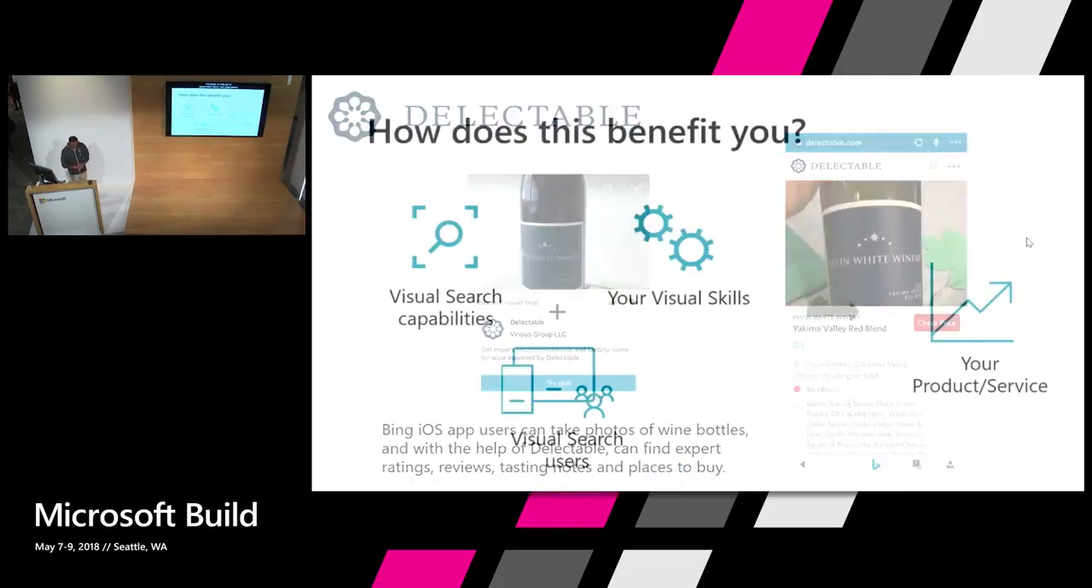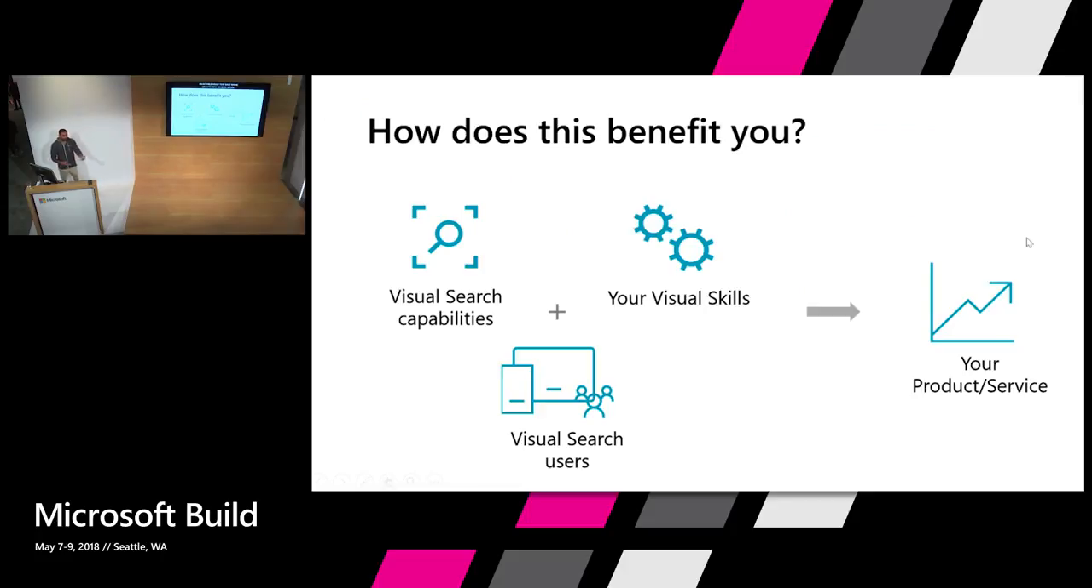So in the end, how does this really benefit you as a developer or company or enterprise? So as we said, we have a lot of visual search capabilities. So you can leverage those. You can build these visual skills, and you can get access to these visual search users, which are an untapped set of users that currently have no way to access your data through image-based search. And drive these users to your products and services to increase growth, engagement, traffic, and usage.